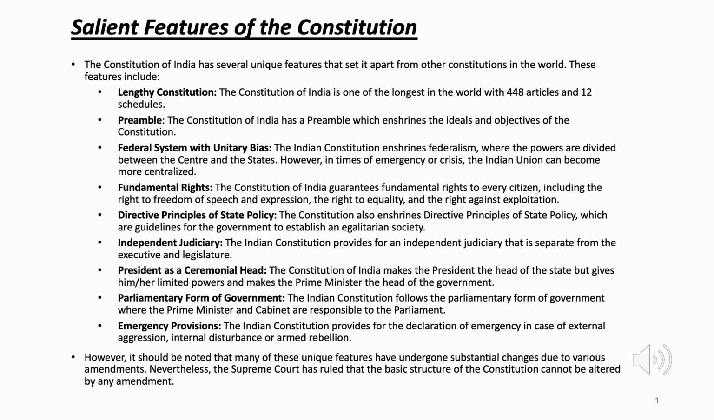Parliamentary form of government. The Indian Constitution follows the parliamentary form of government, where the Prime Minister and Cabinet are responsible to the Parliament. Emergency provisions. The Indian Constitution provides for the declaration of emergency in case of external aggression, internal disturbance or armed rebellion. However, it should be noted that many of these unique features have undergone substantial changes due to various amendments. Nevertheless, the Supreme Court has ruled that the basic structure of the Constitution cannot be altered by any amendment.